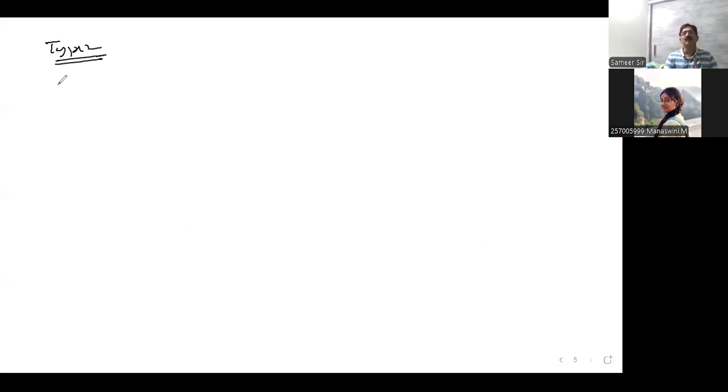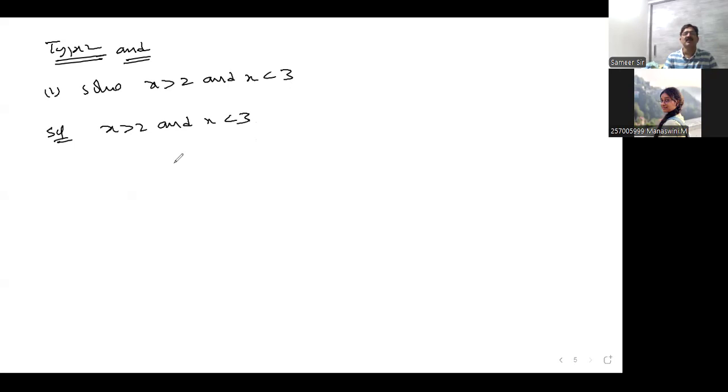How are we going to do it? There are two arguments and I'm using the word 'and'. Suppose the first one: solve x greater than 2 and x less than 3. If it is given like this, let's see what happens. Given x greater than 2 and x less than 3. You see, x greater than 2 means open interval from 2, and it will go up to infinity. And here this is 3, it will go up to minus infinity. So what you got: x belongs to 2 to infinity.